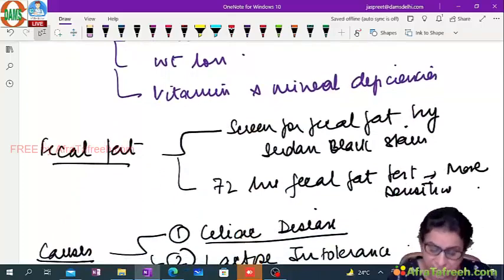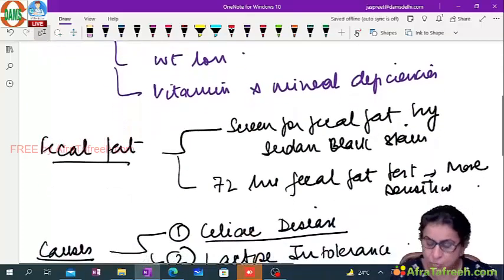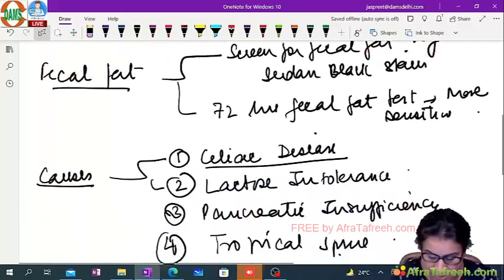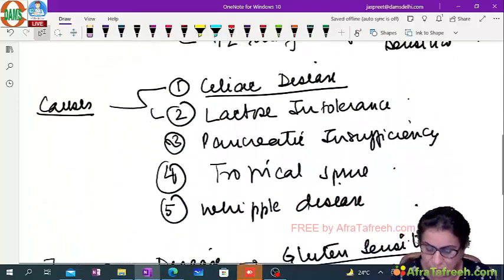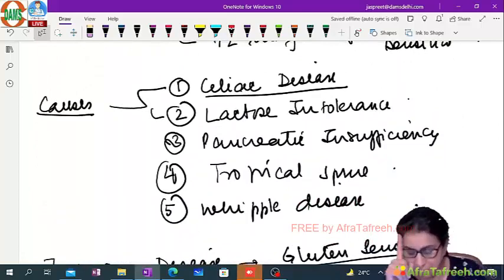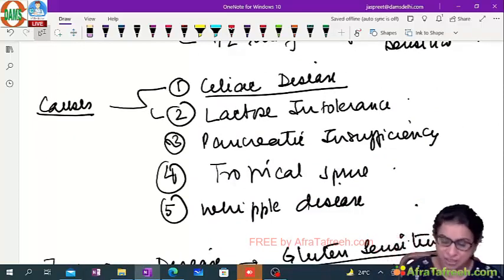Now, if there is steatorrhea, you can look for fat in the stool. One way of looking for fat in the stool is to stain the stool with Sudan black stain. And second is to do a 72 hours fecal fat test, which is more sensitive. Then I've written down the causes. Causes of malabsorption which I'm going to talk about now are number one, celiac disease, number two, lactose intolerance, three, pancreatic insufficiency, four, tropical sprue, and five, Whipple's disease.